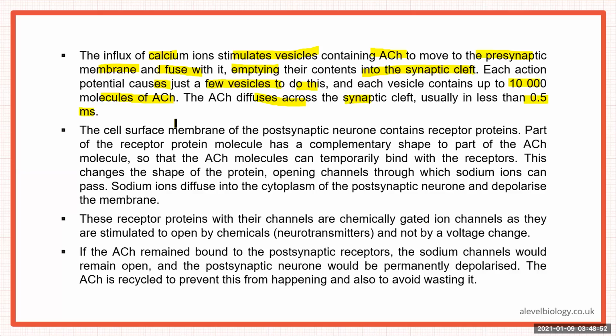Okay, now when we come to the cell surface membrane of the postsynaptic neuron, it contains receptor proteins, right? Now a little part of these receptor proteins has a complementary shape to part of the acetylcholine, right? Not all of it. So part of this receptor protein has a complementary shape to part of the acetylcholine molecule. That's the reason acetylcholine can temporarily bind with the receptors. So as this neurotransmitter attaches to the receptor protein, this causes the shape of the protein to change. Because of that, the sodium ion channels would open, right?